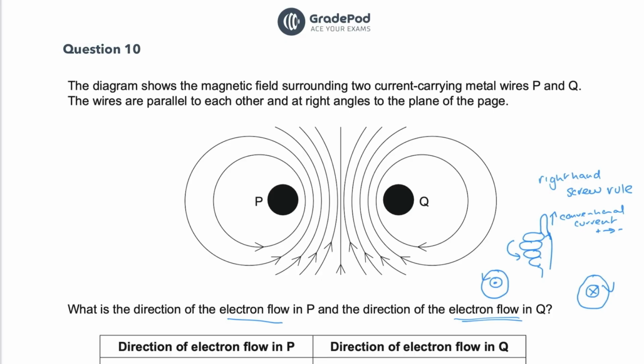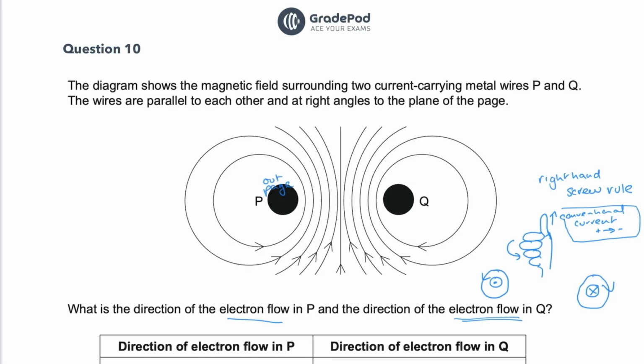Right, let's take that. And remember, this is conventional current. What I'd like you to do is look at P. We want the fingers to curl anti-clockwise. So is your thumb going to be pointing into the page or out of the page? You do it for me now. My thumb, personally, is pointing out of the page. So P is out of the page for conventional current.